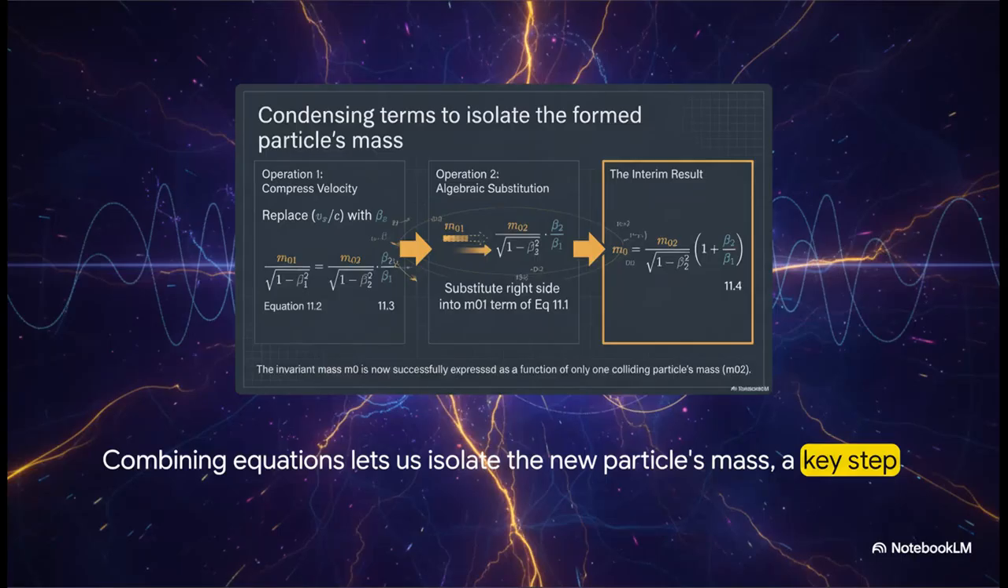All right, now check out this move. It's really clever. By combining our energy and momentum equations, we can do a bit of algebraic magic to get a new expression for the mass of that final particle, m0. This is a huge step because it gives us this powerful little formula that connects the final particle back to one of the originals. Trust me, we're going to need this in just a minute.